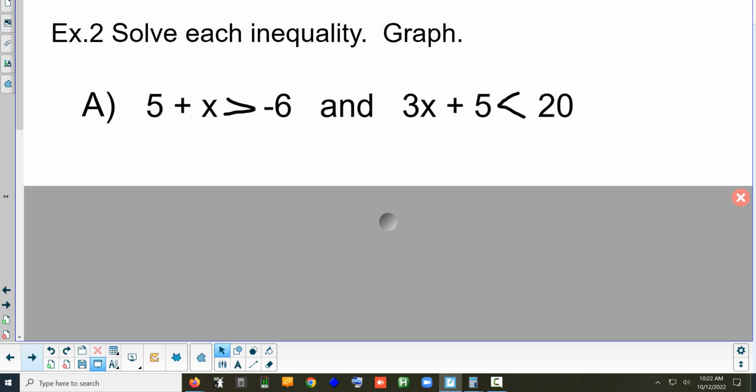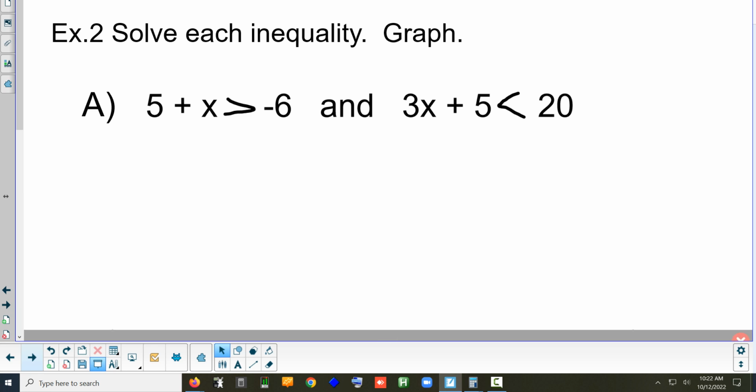So this is just like what we did last night, except you're solving 2 problems at the same time. Well, you're going to do one, then you do the other one. And they're totally separate, so we'll do them separate. So 5 plus x is greater than negative 6. And 3x plus 5 is less than 20. So this is the bottom one on the lower left on your guided notes. Let's do this one together, and then I'll give you guys a second to try the next one.